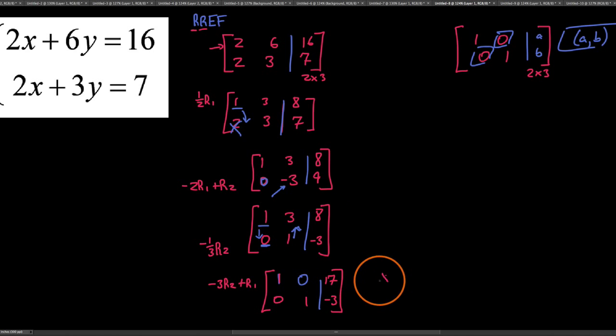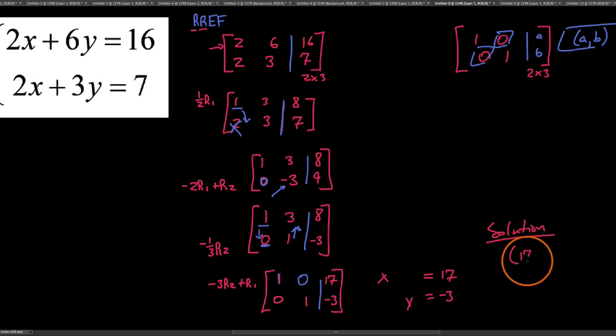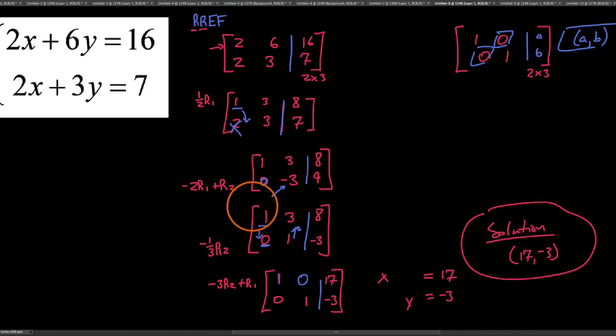So what we end up with now is, if we put the system back in here, x is 17 and y is equal to -3. So the solution to the system would be the point 17 comma -3. This would certainly be easy to check by plugging back into the original system, but you can see how we did this very quickly just by using elementary row operations and putting it in RREF.